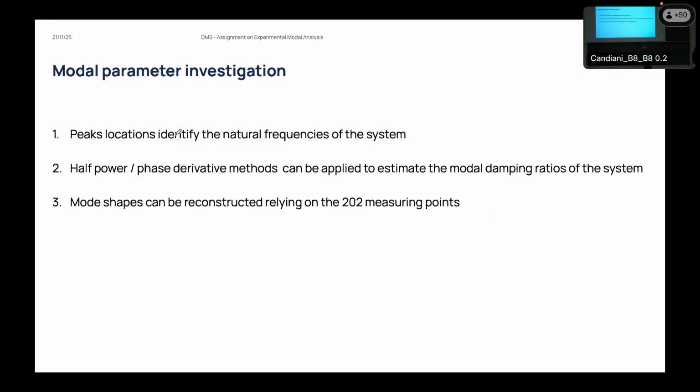So what you should look for is the location of the peak to identify the natural frequency of the system, then use the half power or phase derivative method to estimate the modal damping ratio, and then reconstruct the mode shape by relying on the 202 measuring points. This must be done for the first 4 modes separately. So you start with the first one, you estimate everything with the first one, then you move to the second one, you get everything from the second, and so on.